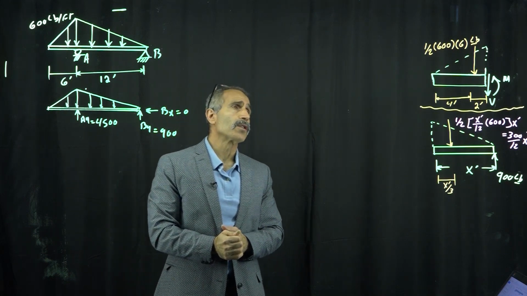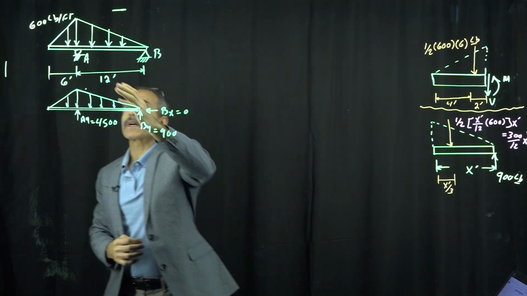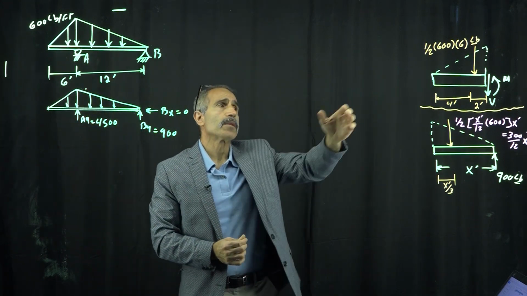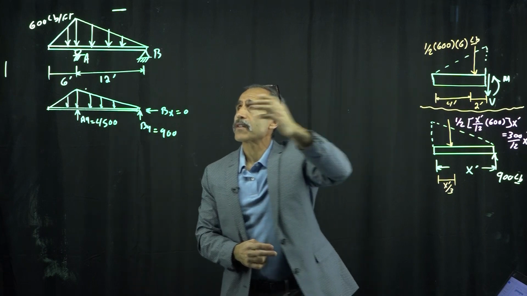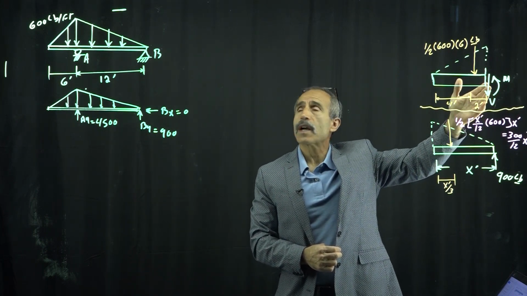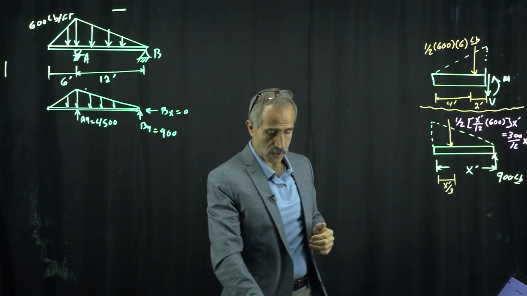So from here, we're going to go ahead and cut the beam just before A. Not at A, just before A. When we cut the beam just before A, we're not going to have the reaction force involved. We're going to replace it with a shear and moment. We have to calculate the shear and moment at that location.